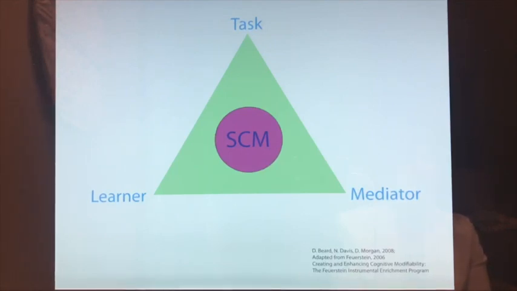Each point of this equilateral triangle is vital. In real life, you are the mediator, your student is the learner, and the task comes from a page of maybe organization of dots, page 5.